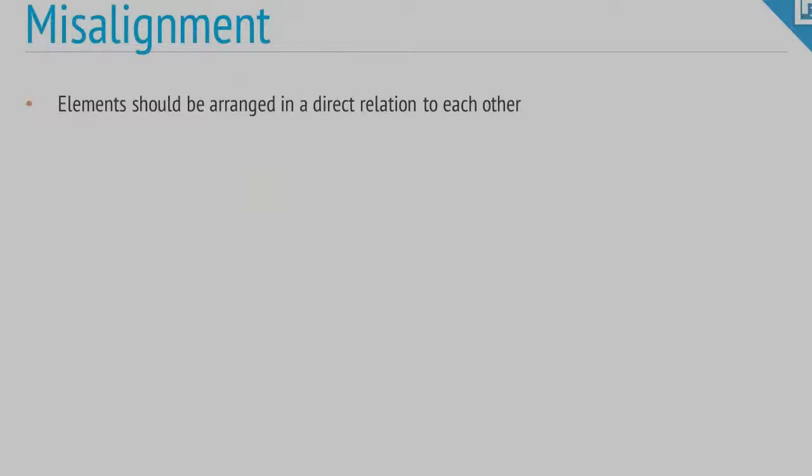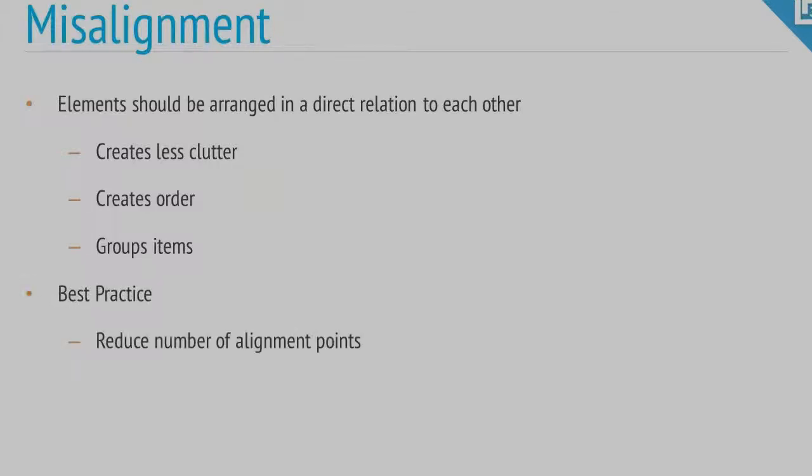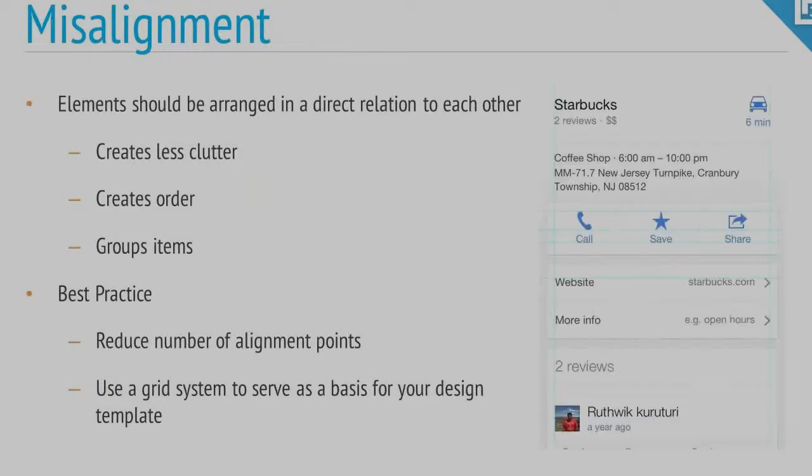So misalignment is really where elements should be arranged in direct relation to each other. It creates less clutter, creates order, and groups items together. And one of the things that people don't do properly is they don't center things within a section, either vertically or horizontally. So best practices would be to reduce the number of alignment points within your design and use a grid system to serve as a basis for your design template.